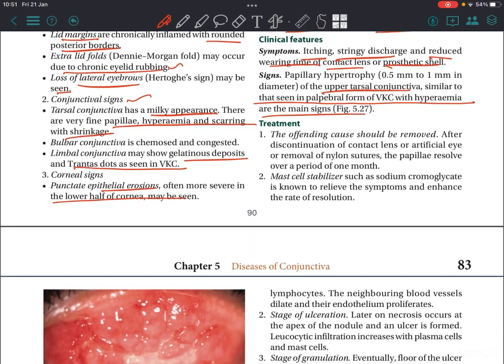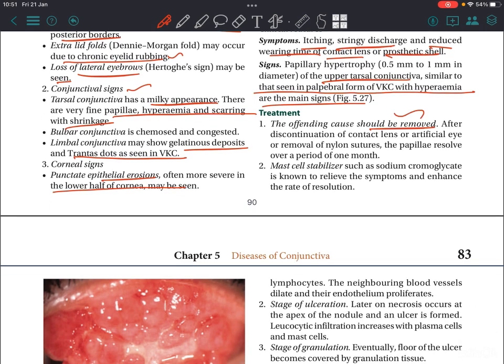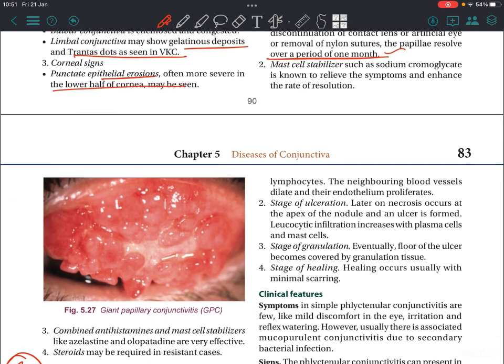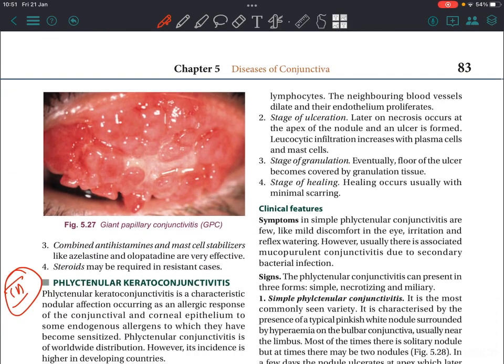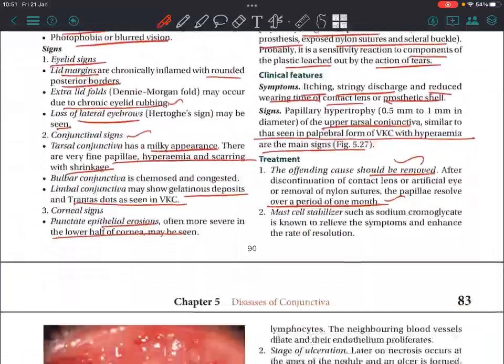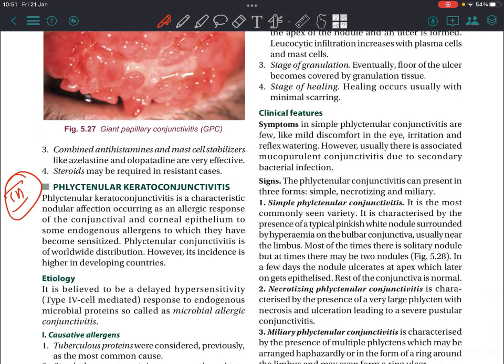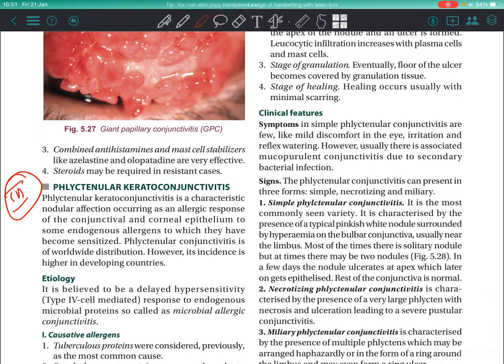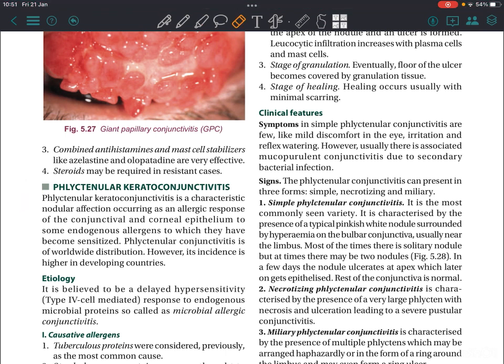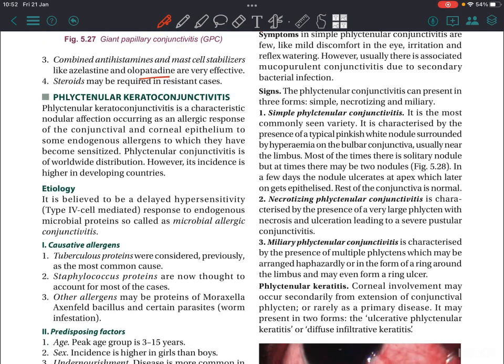Treatment: offending cause should be removed. After discontinuation of contact lens or artificial eye or removal of nylon sutures, the papillae resolve over a period of 1 month. Mast cell stabilizers such as sodium cromoglycate are known to relieve the symptoms and enhance the rate of resolution. Combined antihistamine and mast cell stabilizer like azelastine, olopatadine are very effective. Steroids may be required in resistant cases.